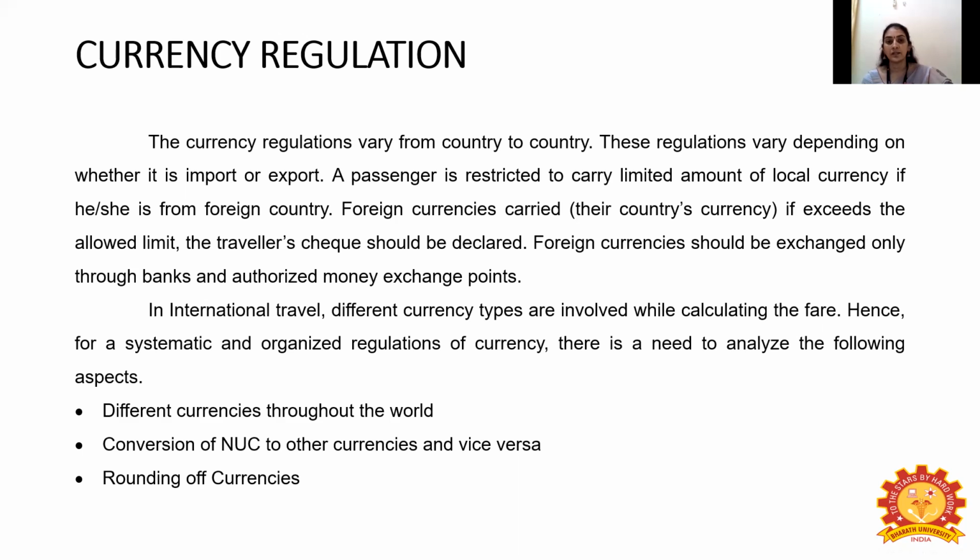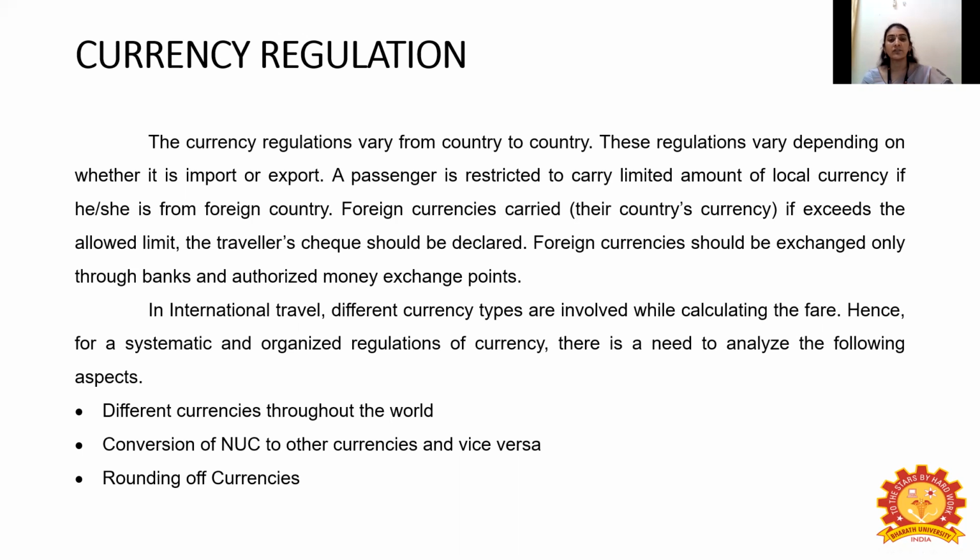One is what are the different currencies used in the world, and then how do you convert NUC to other currencies. Here, what is NUC? NUC is a common unit of currency. Since we saw that there are various currencies throughout the world, you need some common unit with which we calculate the fare and then convert it to the country's currency. So the common unit should be clearly known. That is called NUC.